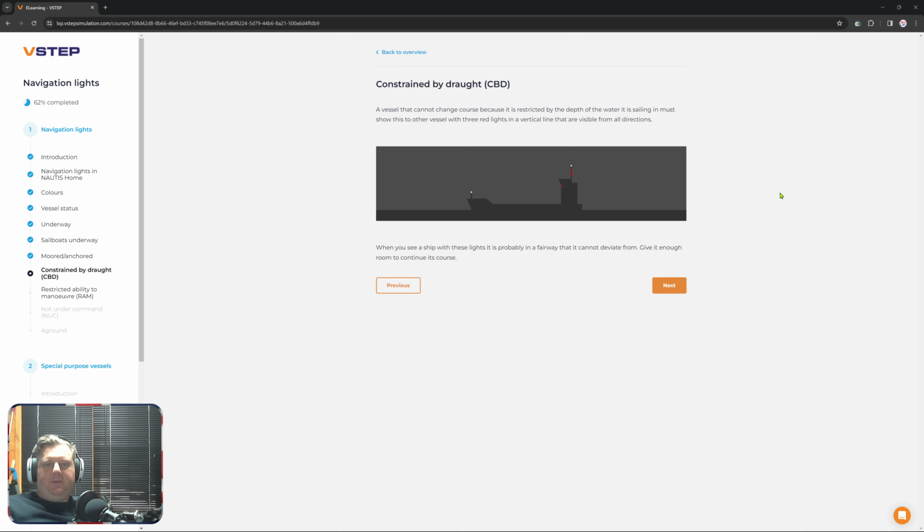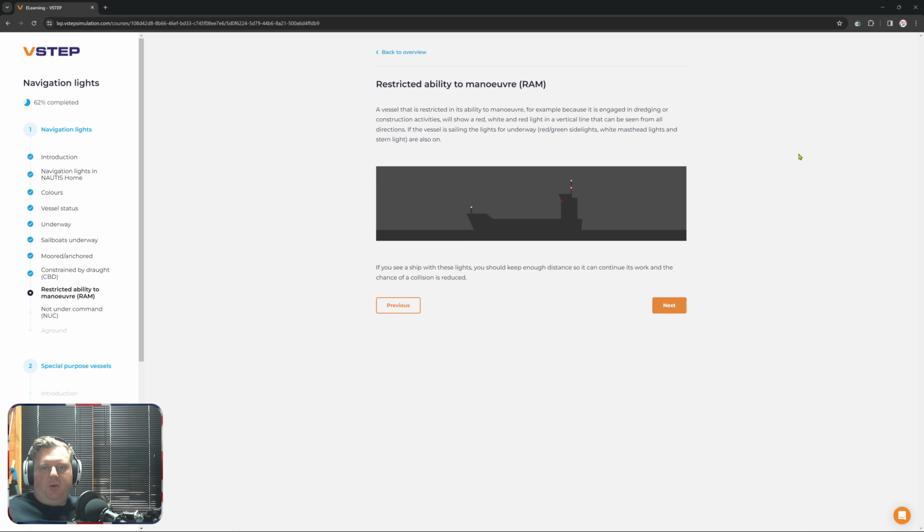Constrained by draft, CBD. A vessel that cannot change course because it is restricted by the depth of the water it is sailing in must show this to other vessels with 3 red lights in a vertical line that are visible from all directions. When you see a ship with these lights, it is probably in a fairway that it cannot deviate from. Give it enough room to continue its course.